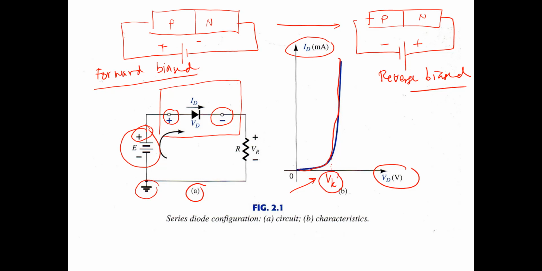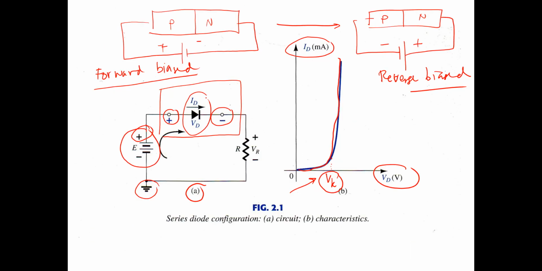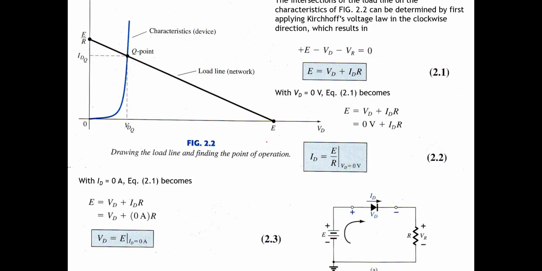So we see that the voltage across this component, this diode, is 0.7. Okay, so this is the characteristic of the diode. If we connect it to a circuit, like connecting it to the resistor here, we have to draw the load line, something like this. So this is the load line.